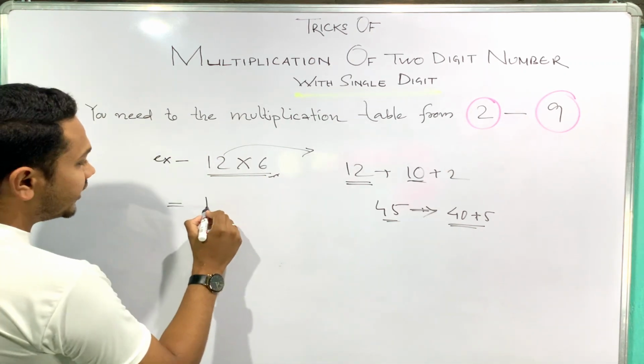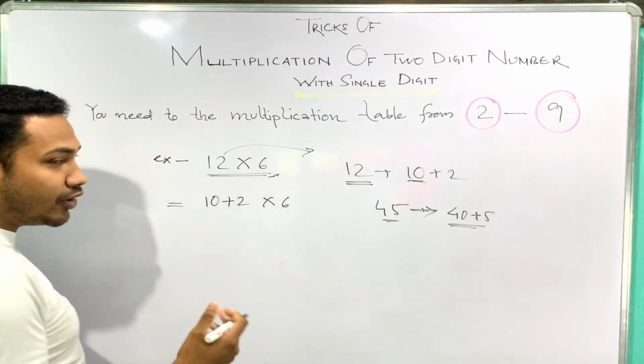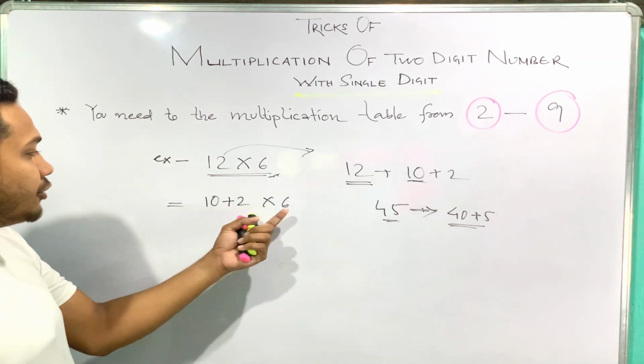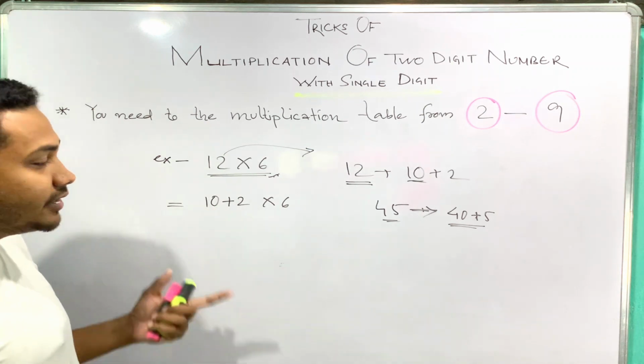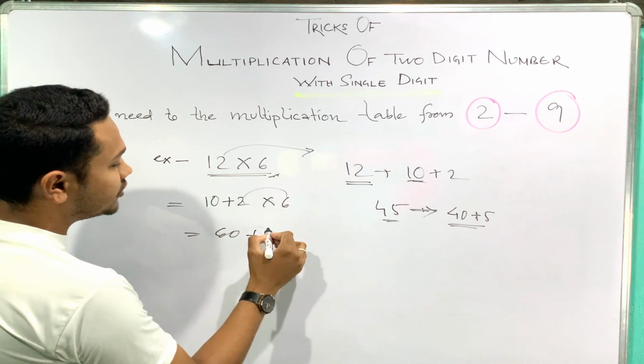First of all, we need to know that 12 is what? 10 plus 2, isn't it? So I am going to multiply with 6. For that, first of all I will try to multiply 6 with 10. 6 tens are 60. Then 6 twos are 12.